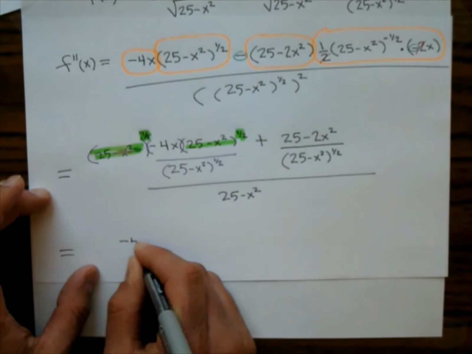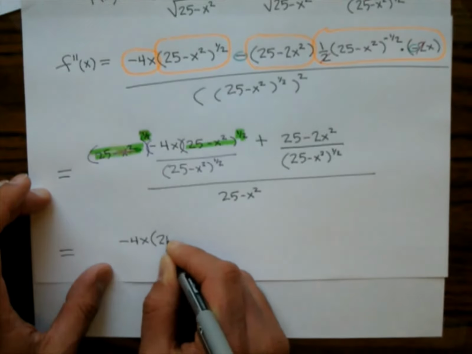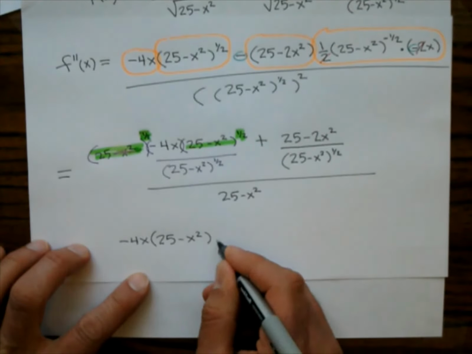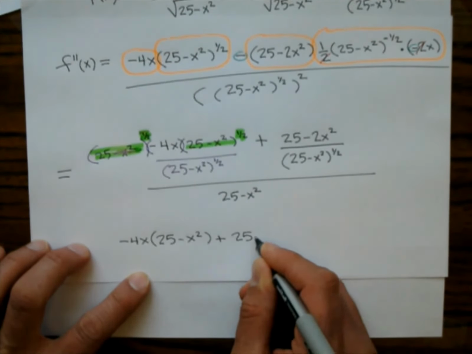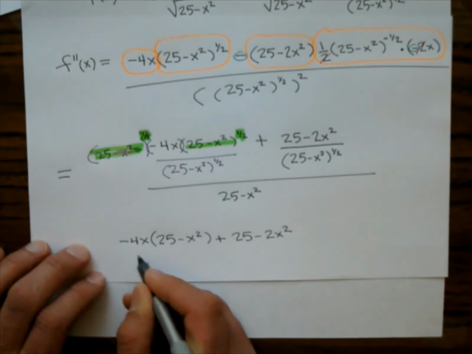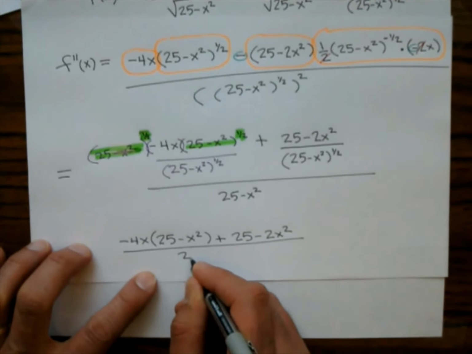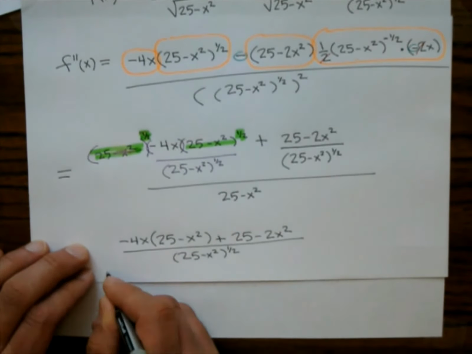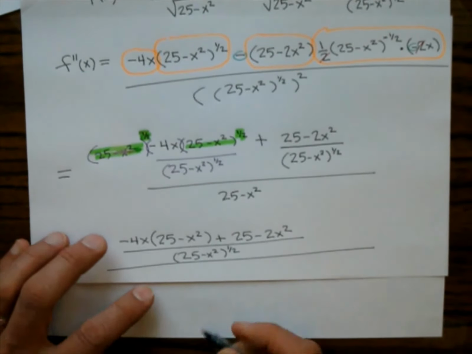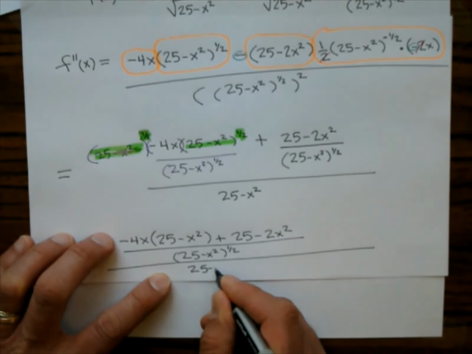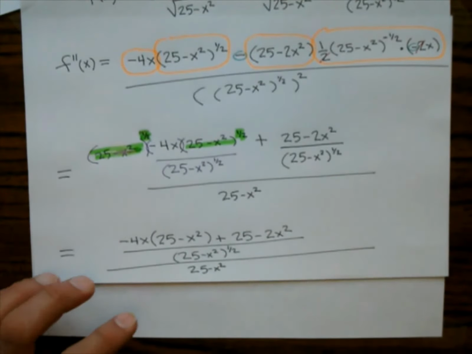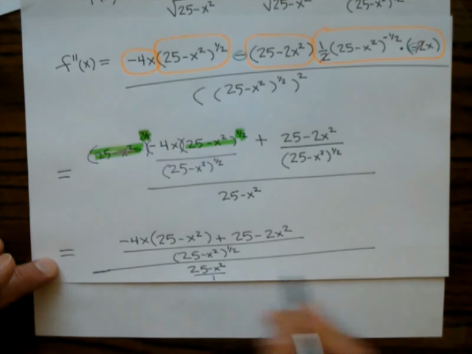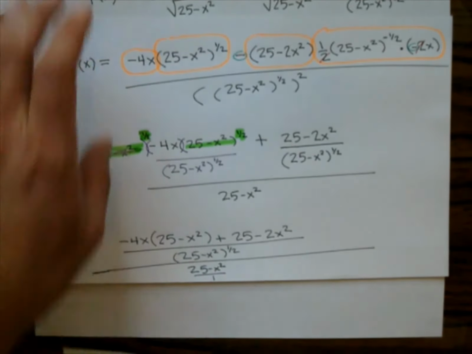So I have negative 4x times 25 minus x squared, then plus 25 minus 2x squared. This is all over 25 minus x squared to the 1/2, which is all over, running out of room on this paper, 25 minus x squared. And then, of course, this is all over 1. And so there's the longest fraction bars right there. Another piece of paper.